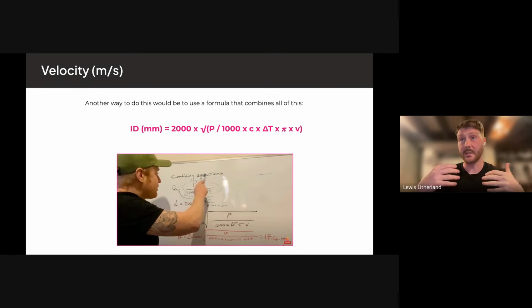So another way to do this would be to use this formula that basically combines all of this. So you can literally choose a pipe size or an internal diameter by combining all of them calculations together. That is what the formula looks like. And again, it's putting it into millimeters initially for you there, if you look at it that way. So you've got 2000, you've got your square root because you're doing the inverse of it.